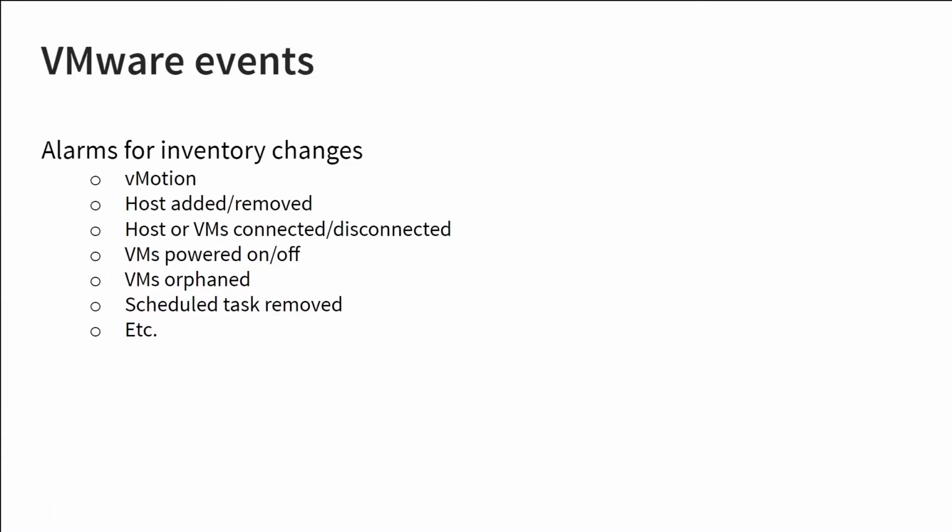So VMware events trigger an alarm for inventory changes like vMotion. Whenever a vMotion happens, the guest VM will move from one host to another. If that needs to be notified, you can also configure the VMware events for those things.